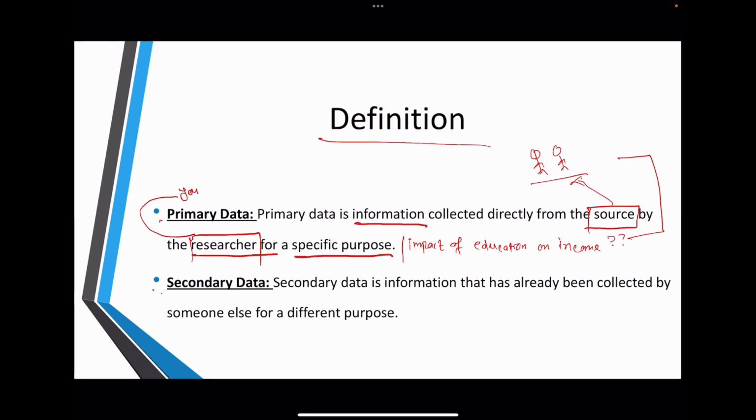On the other hand, secondary data is information that has already been collected by someone else for a specific purpose. For example, if you have collected this primary data, and I also want to use that data for my research, then that would be secondary data for me by definition. Okay, so let's move forward.